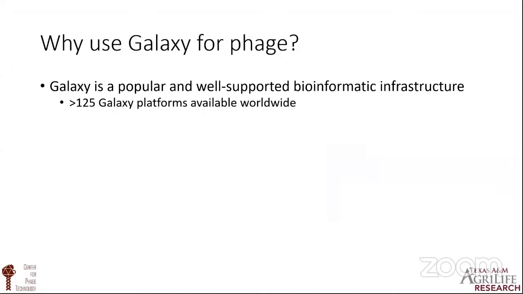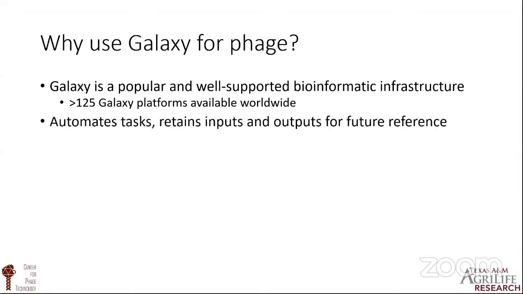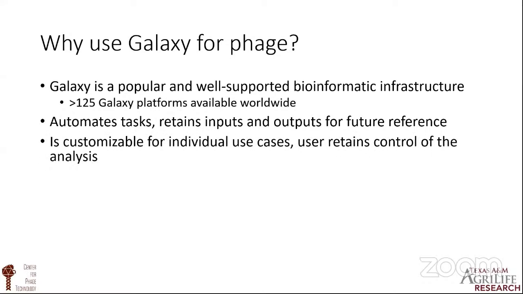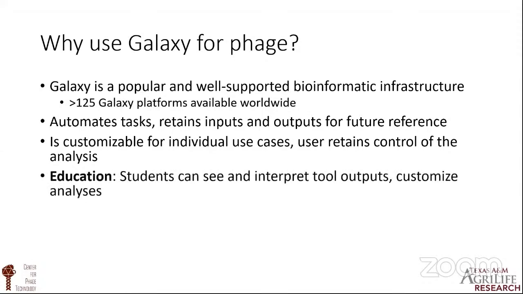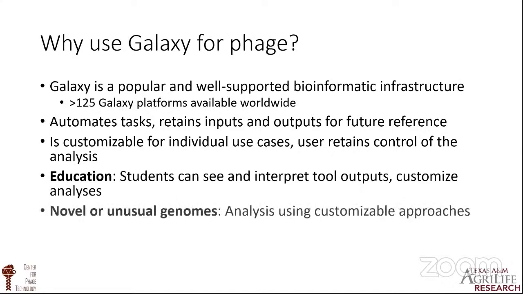Why use Galaxy for Phage? Galaxy is a popular and well-supported bioinformatics infrastructure. There are over 125 Galaxy platforms currently running around the world which are publicly accessible. Galaxy automates tasks and retains inputs and outputs for future reference. It's customizable for individual use cases, and the user retains control of the analyses. It has uses in education where students can see and interpret their tool outputs and customize the analyses themselves, which is an advantage over the fully automated annotation platforms that are available.